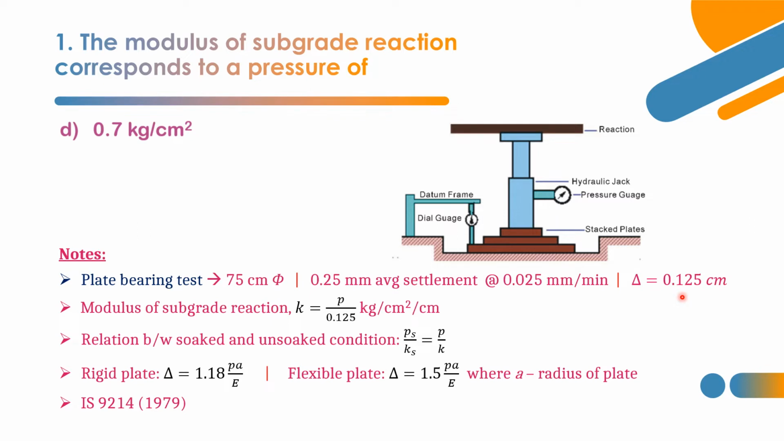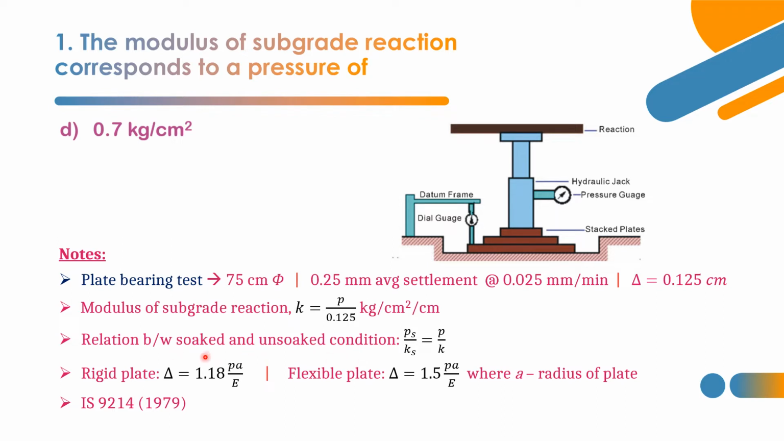And for the deformation 0.125 centimeter, we have to find the pressure. So this is the basic criteria, like modulus of subgrade reaction, denoted by small k and given by k is equal to p by 0.125 kilogram per centimeter square per centimeter, or roughly we can say kilogram per centimeter cube. So p is the pressure corresponding to the deformation 0.125 centimeter. And this plate load test shall be performed for soaked and unsoaked conditions.